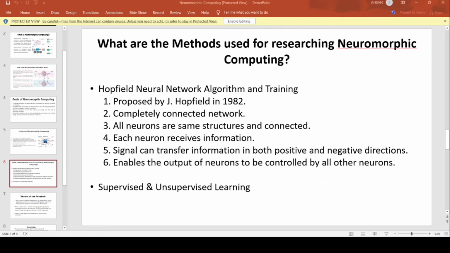So, neuromorphic computing uses the Hopfield neural network algorithm and training, which was proposed by J. Hopfield in 1982. It is a completely connected network where all the neurons have the same structure and are equally connected. So each neuron receives information and passes it on to each and every other neuron. That's why the information passes faster and we can process everything faster. And here the signal can transfer information in both positive and negative directions, whichever we need to compute any problem, and then it enables the output of neurons to be controlled by other neurons.